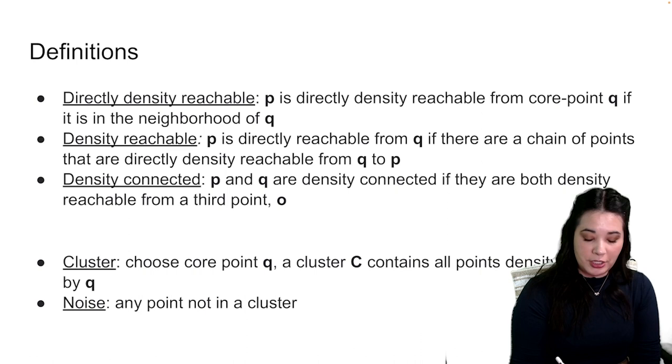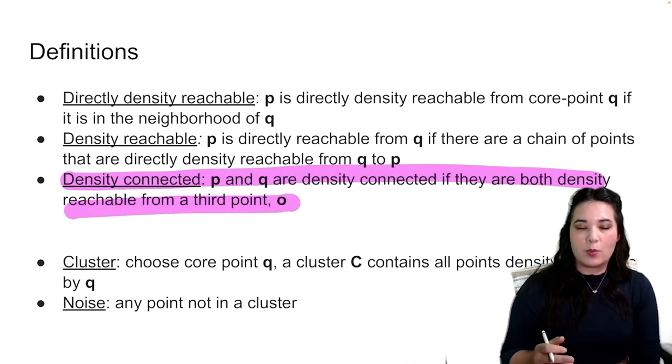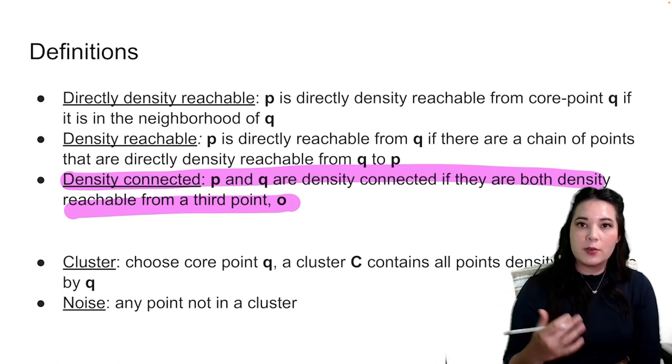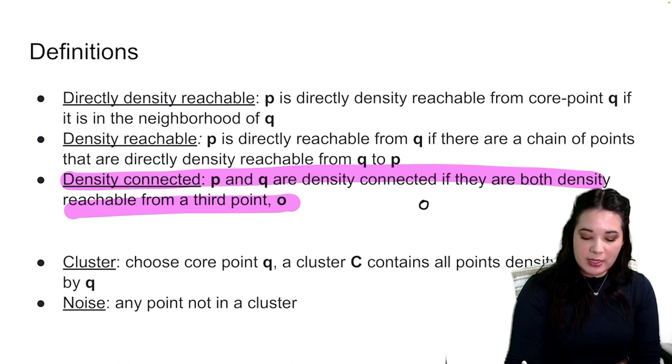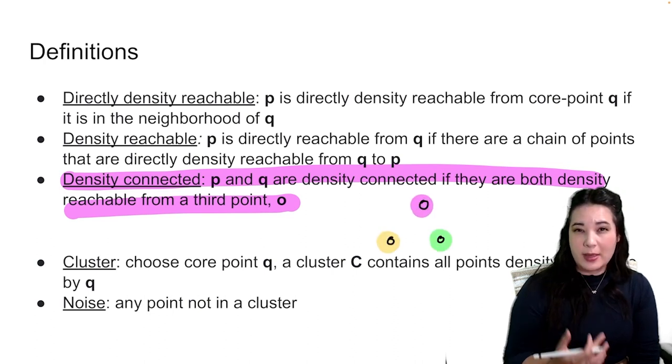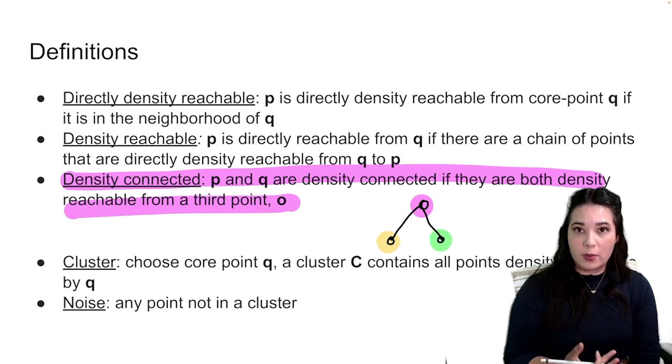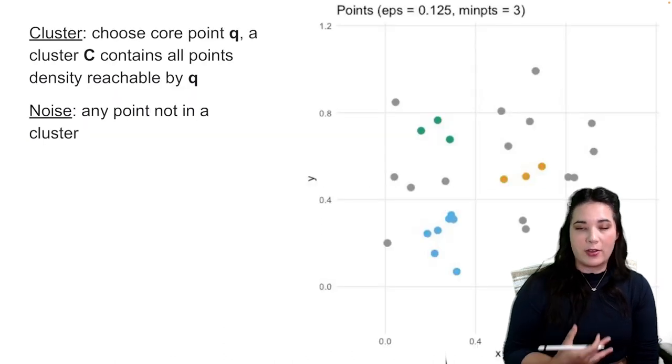Our last definition is the least restrictive. It's density connected. This is basically like when two people are both friends with the same person, but aren't friends with each other. For two points to be density connected, it means they're both density reachable from the same core point. So if we have a core point right here, and we have two points here and here, they might not be density reachable from each other, but they both might be density reachable from the same core point, and therefore they're density connected. Now that we have all that terminology out of the way, let's talk about the algorithm.